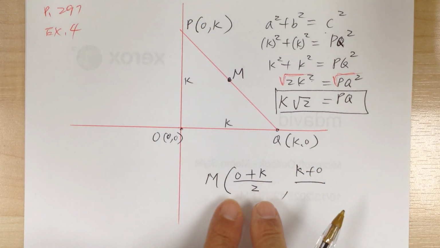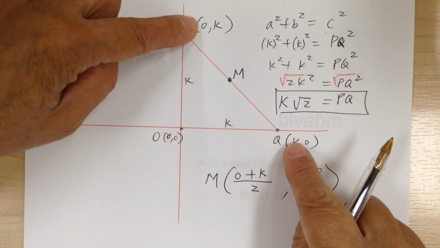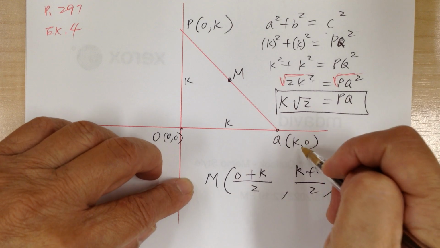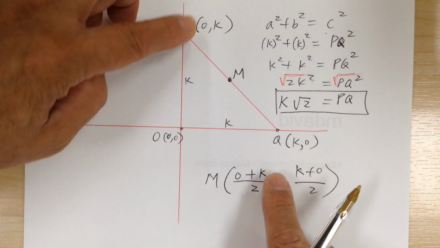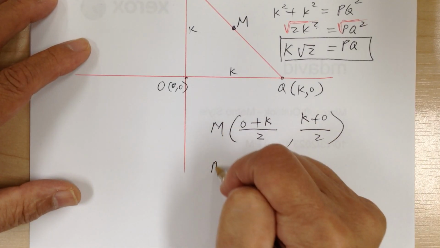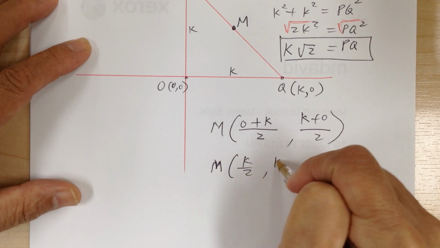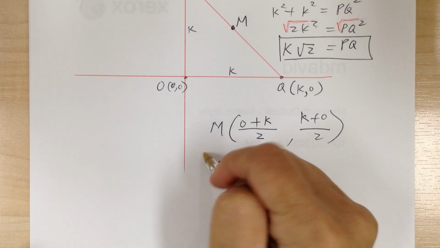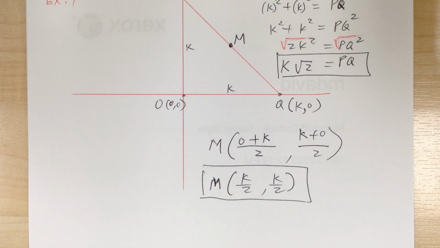So keep track of your x and the y. That's how you find the midpoint. Again, midpoint is the average of the two points. But make sure you don't mix the x and the y. You keep the x with the x, y with the y. So 0 plus k over 2, k plus 0 over 2. So your midpoint would be k over 2, k over 2. Okay, and that's your answer for the midpoint. Okay, let's go to the next one.